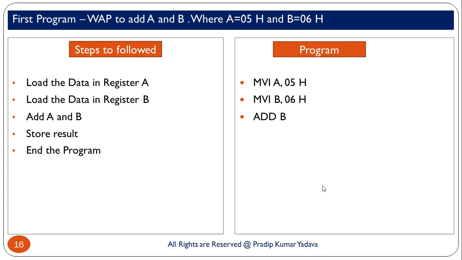Now add A and B. Here I have written ADD B. ADD B means you are going to add A plus B, and this instruction will store the output by default in the accumulator. Suppose I write ADD C, that means A plus C. ADD D means A plus D. ADD A means A plus A, and by default that will store the output in the accumulator.